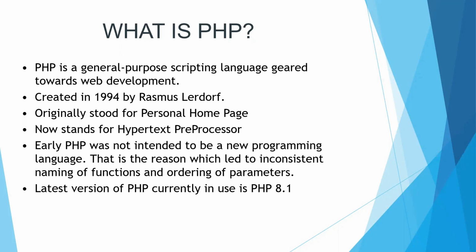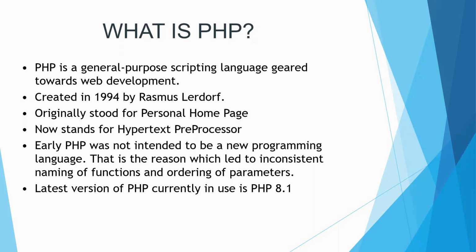As I told you, early PHP was not intended to be a new programming language. That is the reason which led to inconsistent naming of functions and ordering of parameters. When he was using this, he was using it for a personal reason, so it used common language for communication.